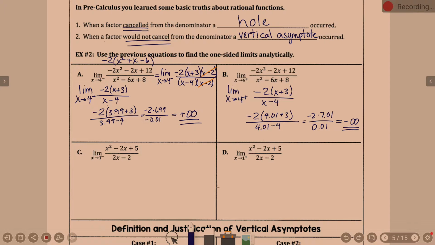I think we actually have to factor these, don't we? Where am I at on time? Okay. Let's get this factored real quick. See if we can get through this and be at a good stopping point. X squared minus 2x plus 5.